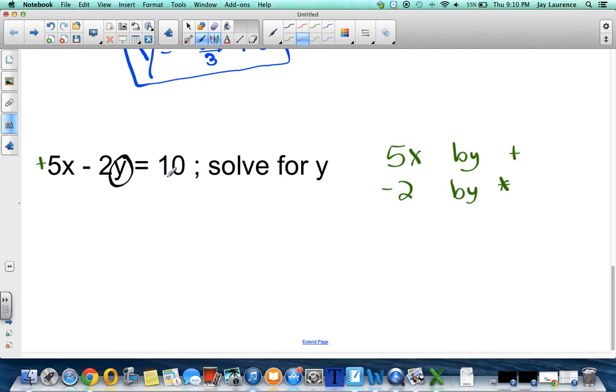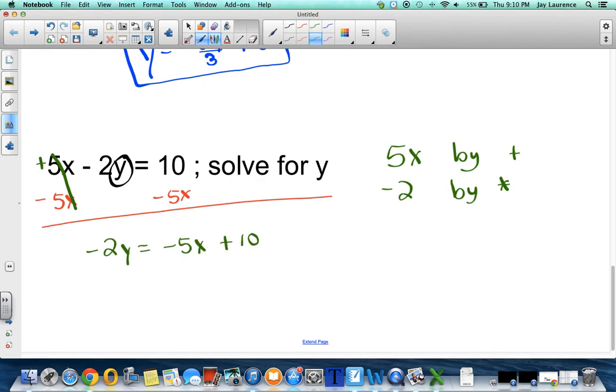Saddam tells me to undo the addition first, so I'm going to subtract 5x from both sides. Because I listened to Mr. Lawrence's hint a few minutes ago, I'm going to bring down the negative 2y. These cancel. And I'm going to write the negative 5x plus 10 just like that. Now, I don't know why I'm doing that. I know Mr. Lawrence suggested it. I'm going to trust him. Later on, it's going to make things easier for me.